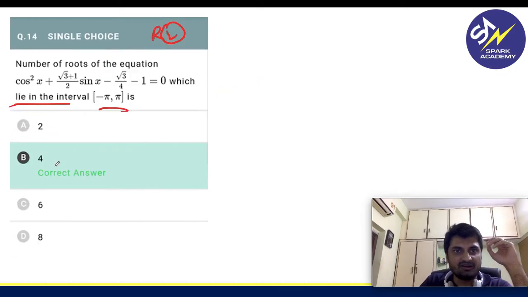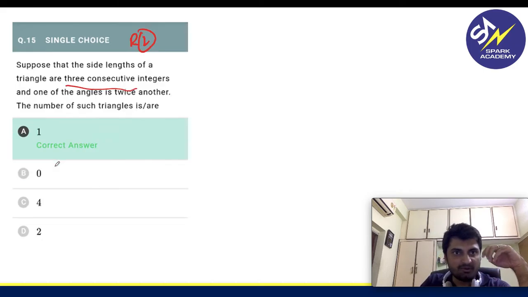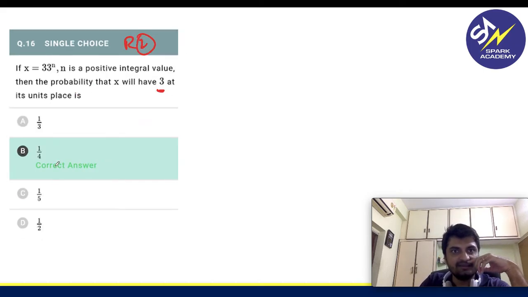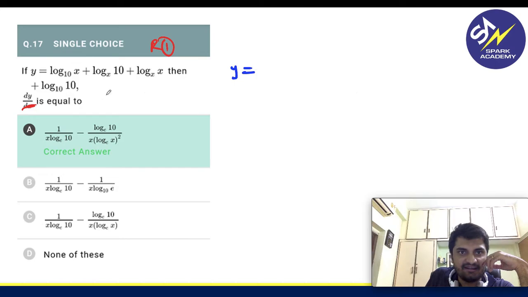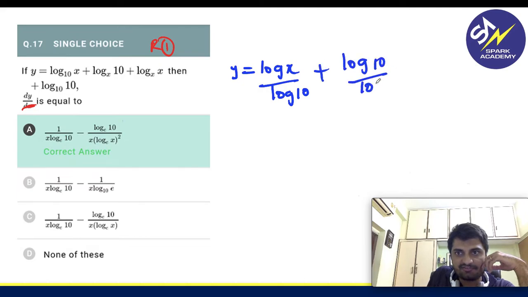Now area bounded round 2. Number of roots round 2. Again, 3 consecutive round 2. Now we are coming to round 1. Now tell me, guys, simple. How will I write log A base B? This I'll write it as log X by log 10 I will write. Plus this I will write it as log 10 by log X. This is log X base X will get cancelled. This is a constant, right? Log 10 base 10. So this is also 1, 1.